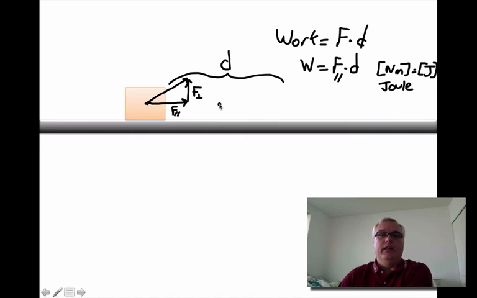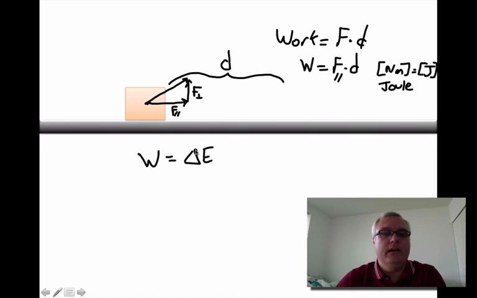So the work done is equal to the amount of energy, the change in energy of this object. Okay? So work is also equal to change in energy. Remember this little triangle symbol, delta, is change in, and E for energy. So by applying this force over a distance d, I've changed the energy of this block. Okay? And so the work will equal the change in energy.